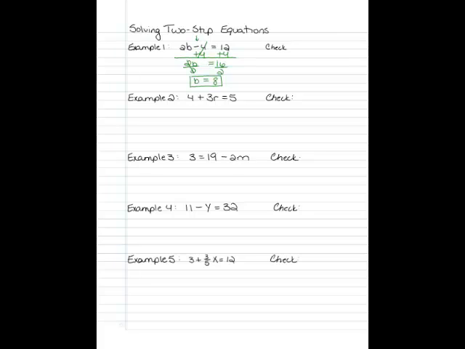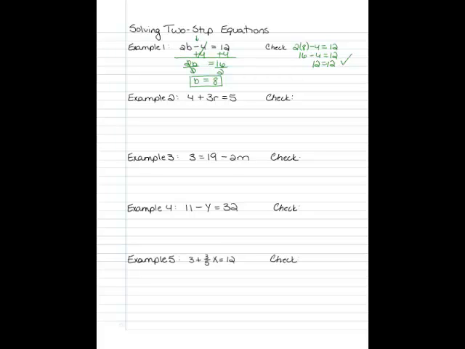Performing a check, we want to plug our result back into the original equation. So 2 times 8 minus 4, we want to show that that is equal to 12. 2 times 8 is 16, minus 4 equals 12. 16 minus 4 is 12, which is equal to 12. So our solution checks.